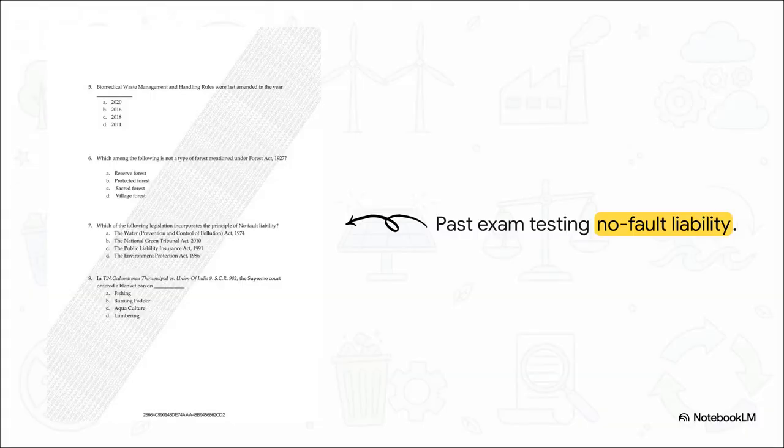So, moving from macro theory to the actual micro-mechanics. Looking at past exam papers reveals that examiners frequently test the concept of no-fault liability applied by the NGT. This means strict liability is enforced entirely regardless of negligence. If a hazardous enterprise causes harm, they're liable to pay compensation, even if they took all reasonable precautions. There is absolutely no "we were careful" defense allowed here.